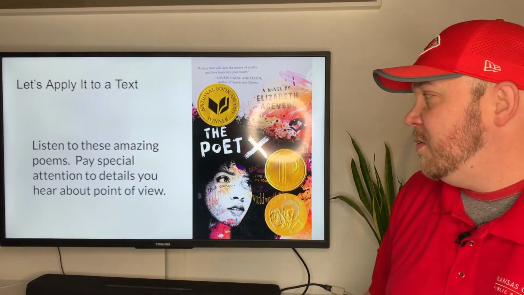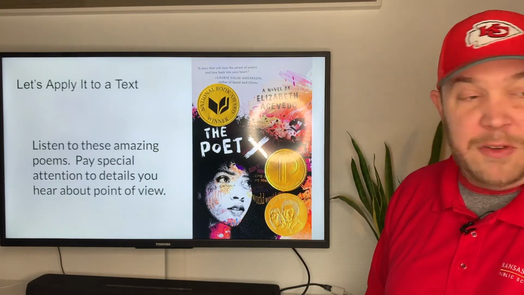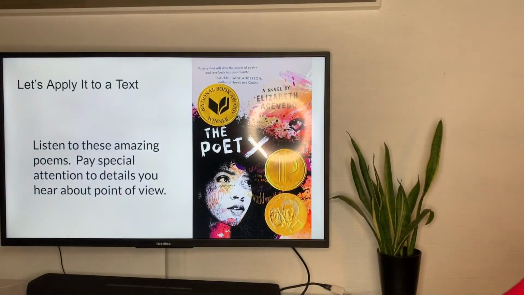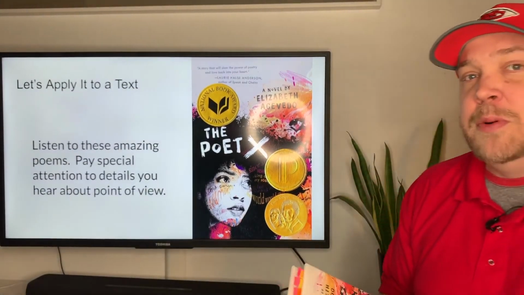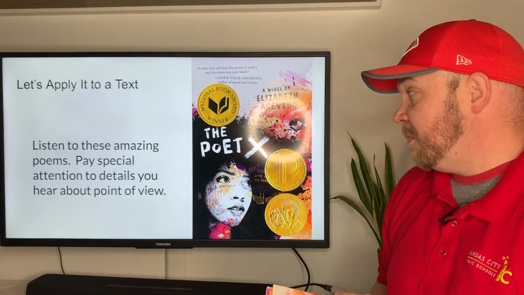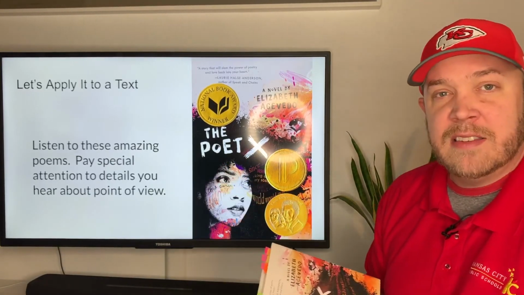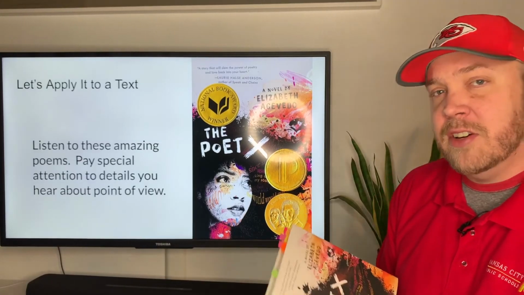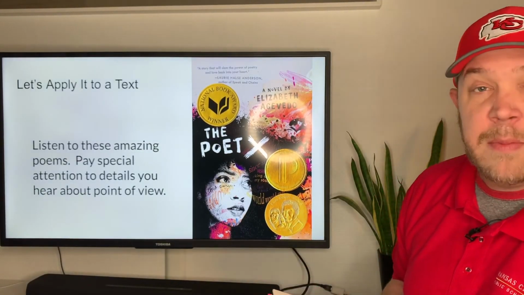Okay, so we're going to apply it to a text. I'm going to read you a few poems I've previously selected that are by Elizabeth Acevedo. And in this book that we're going to attribute as a National Book Award winner, we've been using this book for a little while on some of the examples. We used it to talk about setting. We used it to talk about character. So today we're going to use it to talk about point of view.